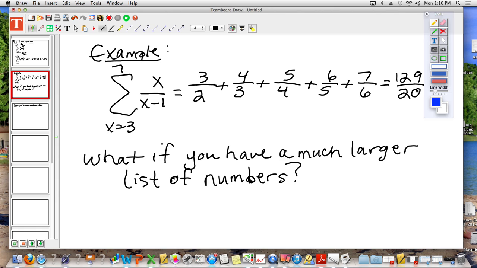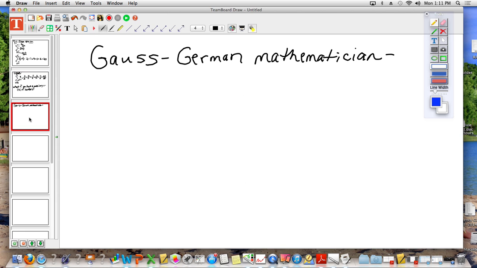So, you may have heard this story before because I know it comes up in the pre-calc book. There was a German mathematician by the last name of Gauss. Does anybody remember this? No.